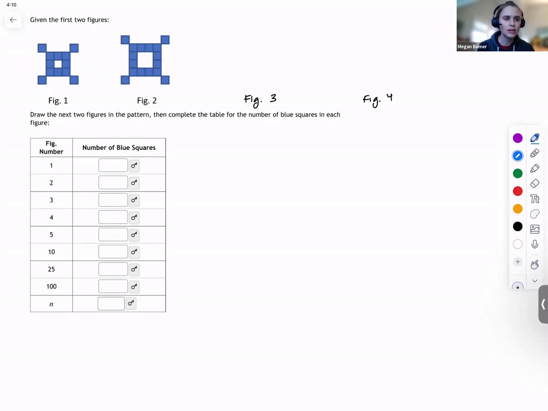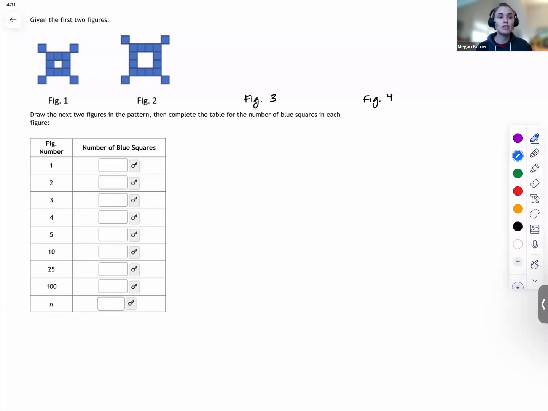So as we take a look at this, we see a square in the middle with a little individual square on each of the four corners. So first, let's just draw what the next figure would look like. There's a lot of ways you could look at this. There's a 1 by 1 square in the middle, and then a 2 by 2 square in the middle. The next one would have a 3 by 3 square, the white space in the middle.